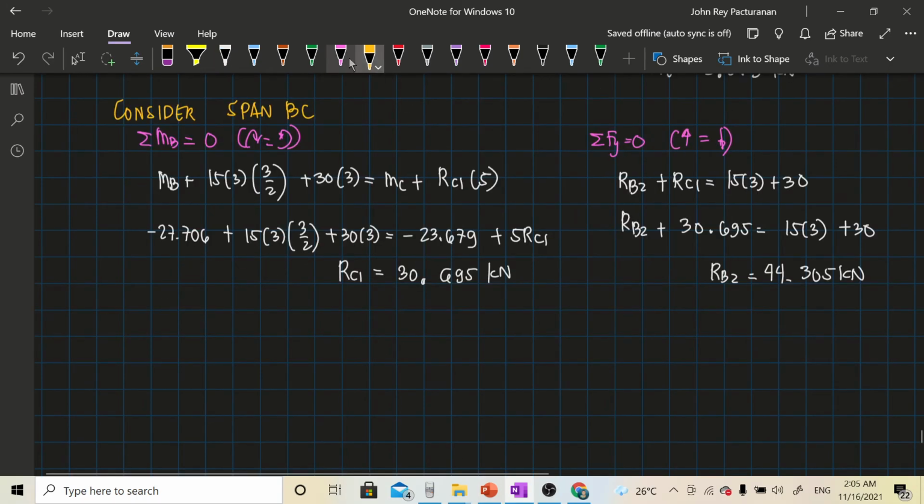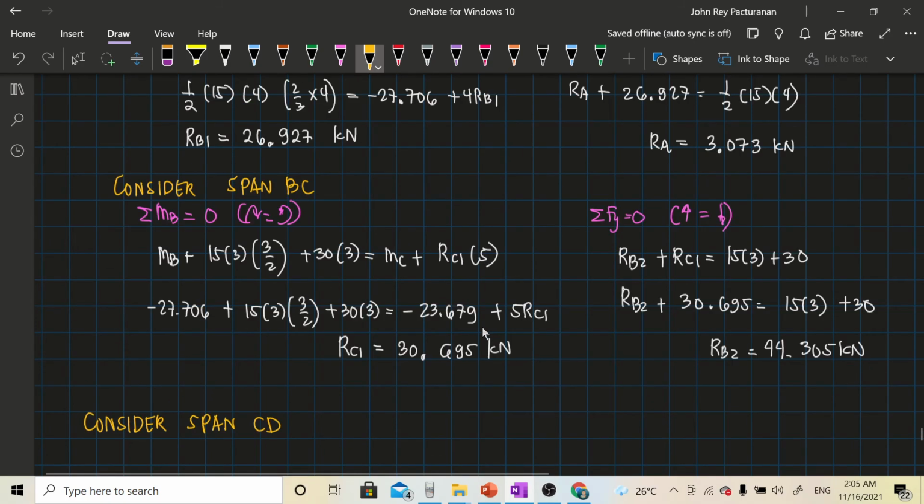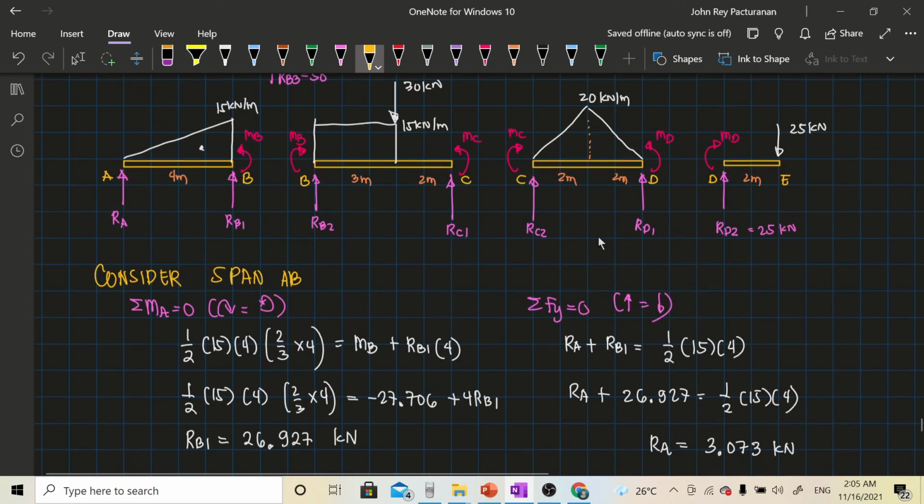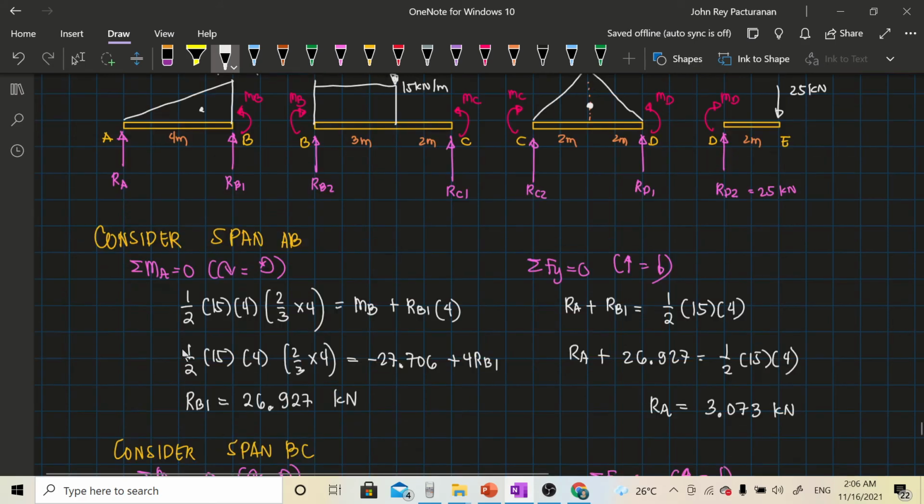So, let's consider span CD na. Here, we can do first summation moment at C, di ba? So, summation moment at C. Ang kagandahan dito, let's take advantage of the symmetry of the triangle. Halata naman na the centroid of this is located here. Okay? Ang clockwise moment is yung MC, tapos yung entire triangle, while the counterclockwise moment is yung MD saka RD1.